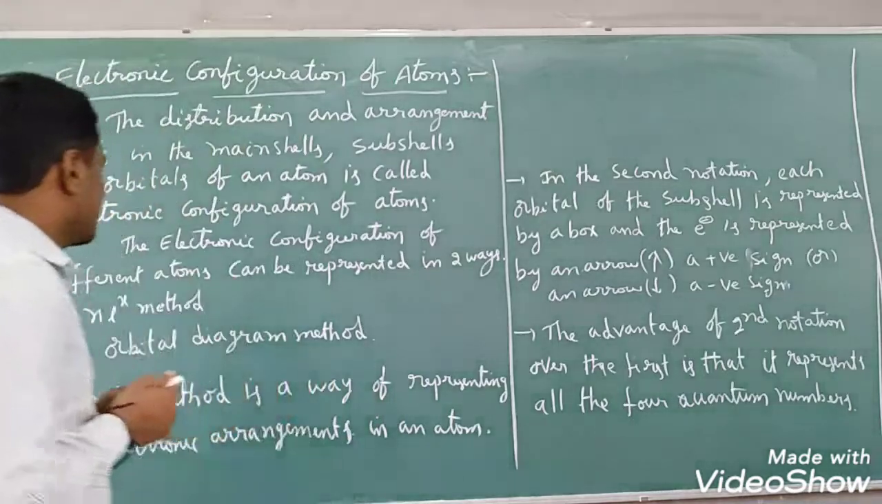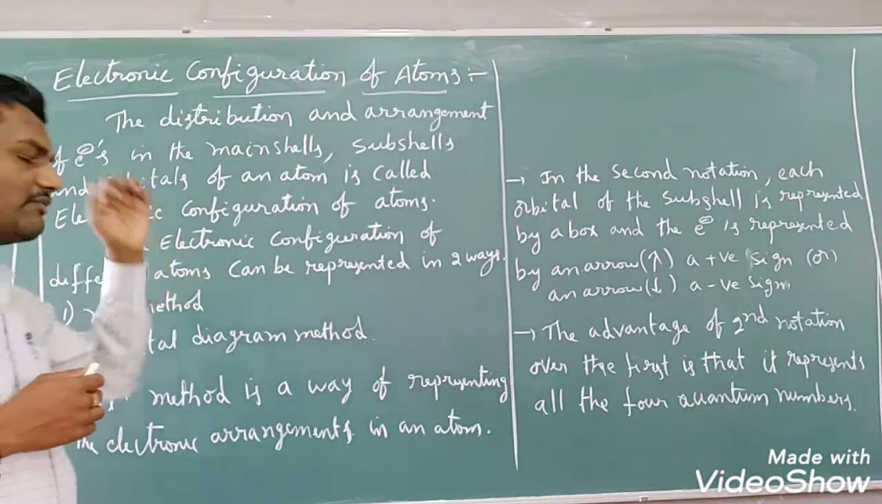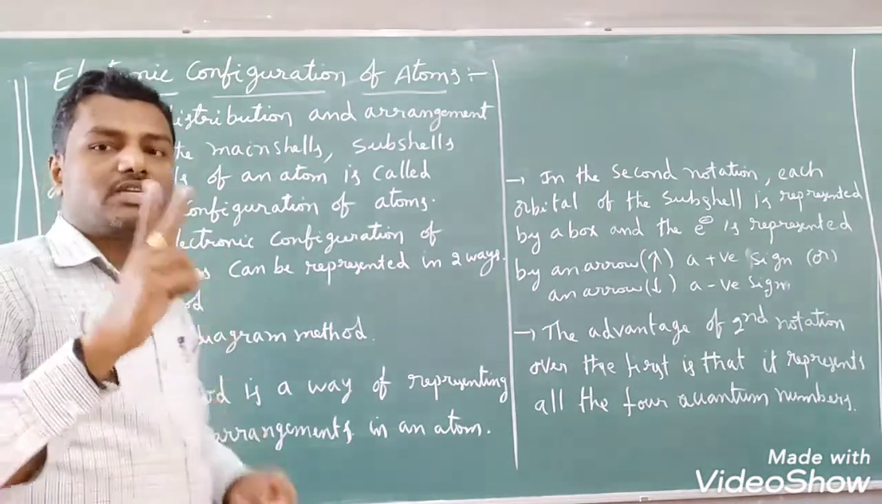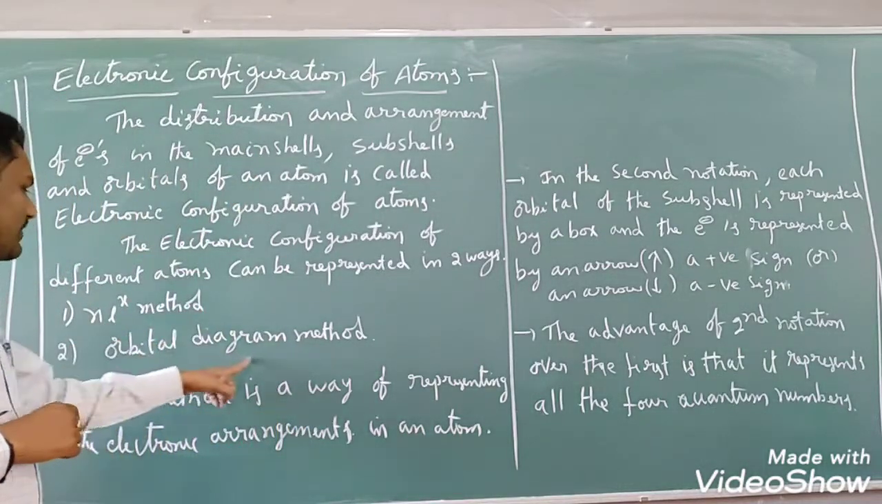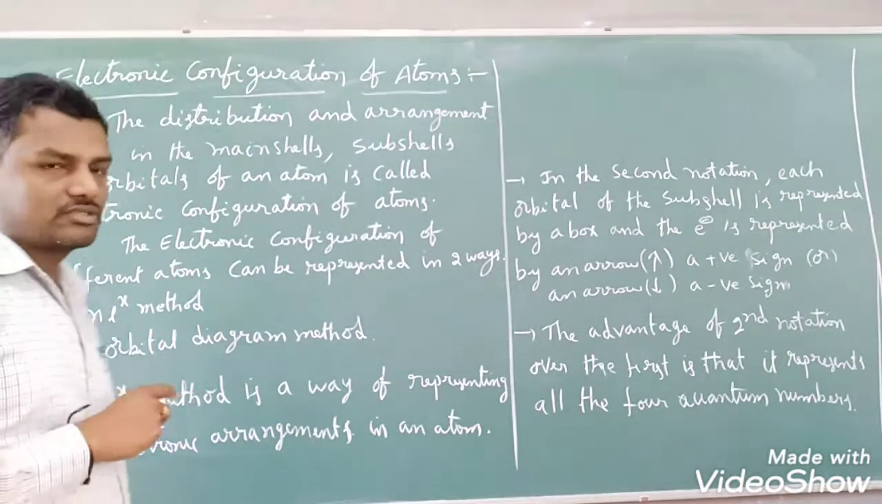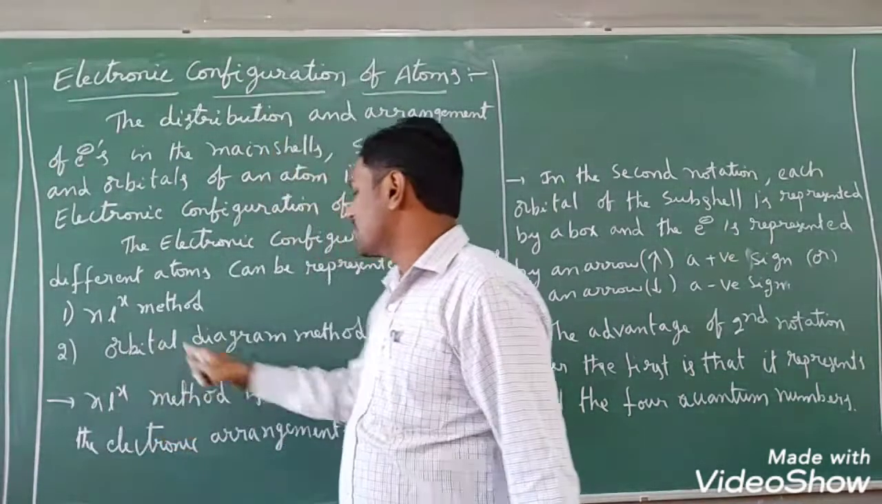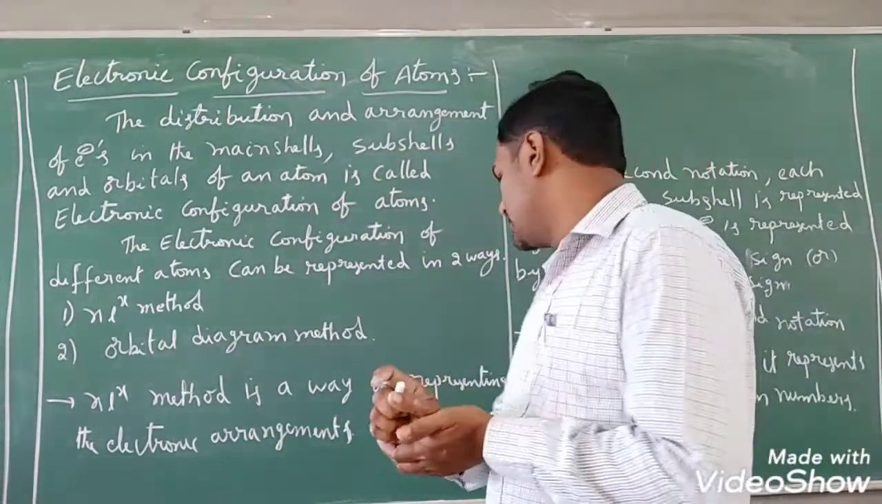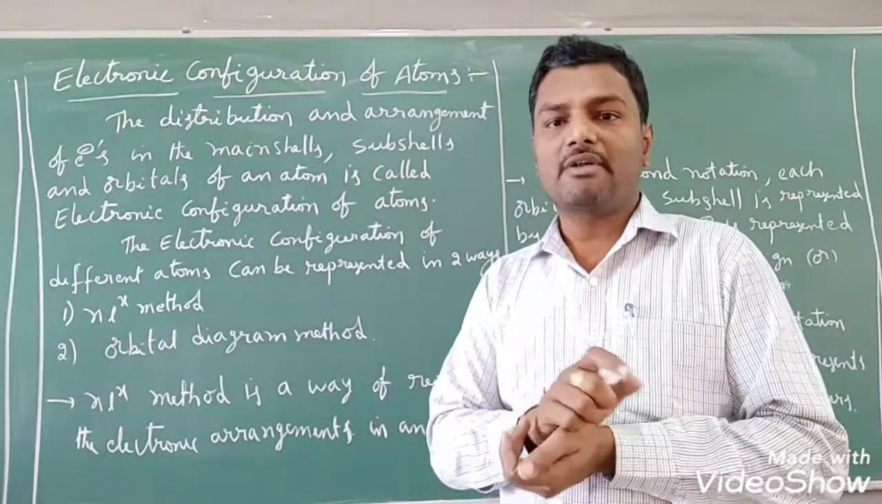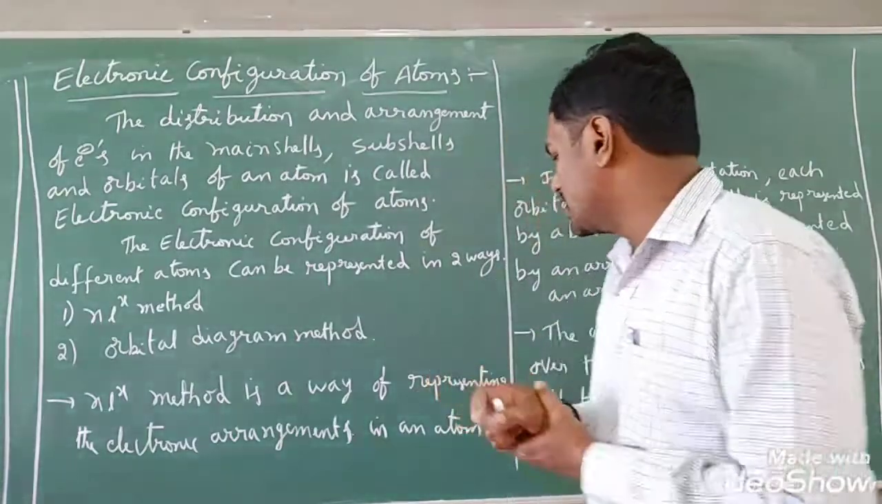This electronic configuration of different atoms can be represented mainly in two ways. The first way is the nlx method and the next way is the orbital diagram method, students. What does the nlx method mean? It is a way of representing the electronic arrangements in an atom.